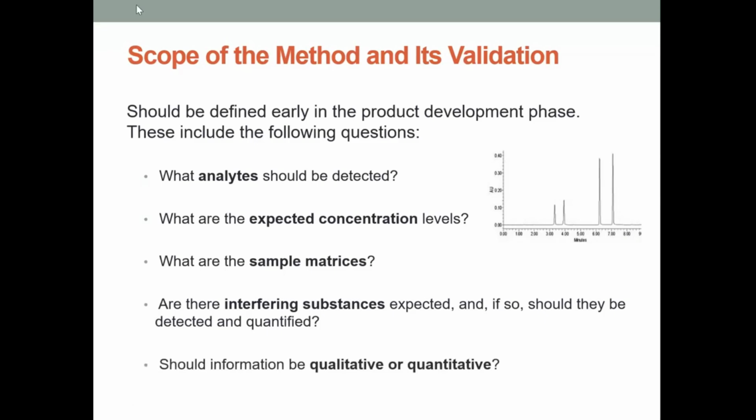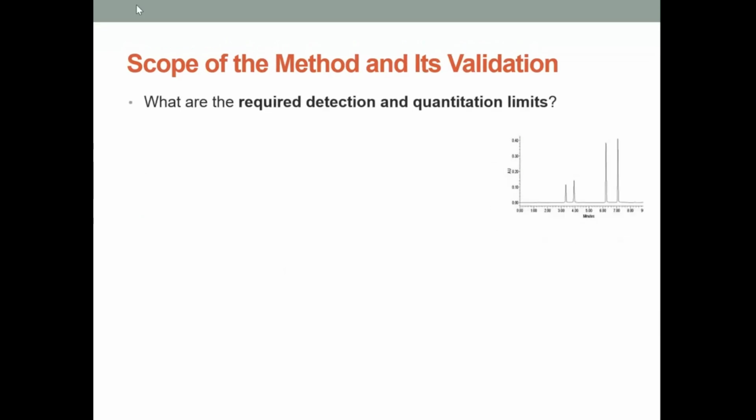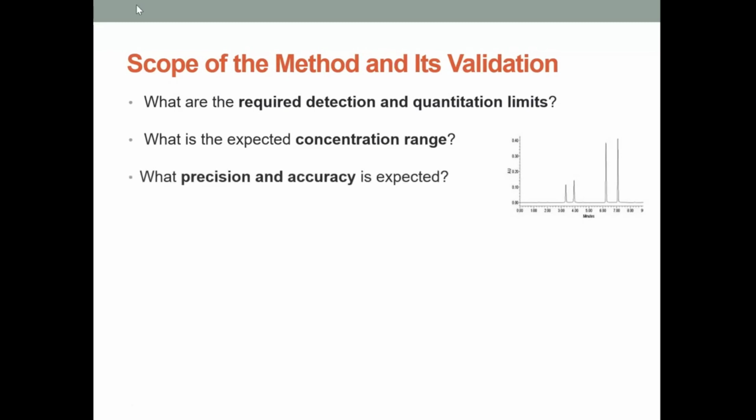Should information that we receive be qualitative or quantitative? Do we need to be able to approximate the amount, or do we need to just detect that it's there or not? What are the required detection and quantification limits? What is the expected concentration range? What precision and accuracy do we need to be able to achieve? How robust does this method need to be?